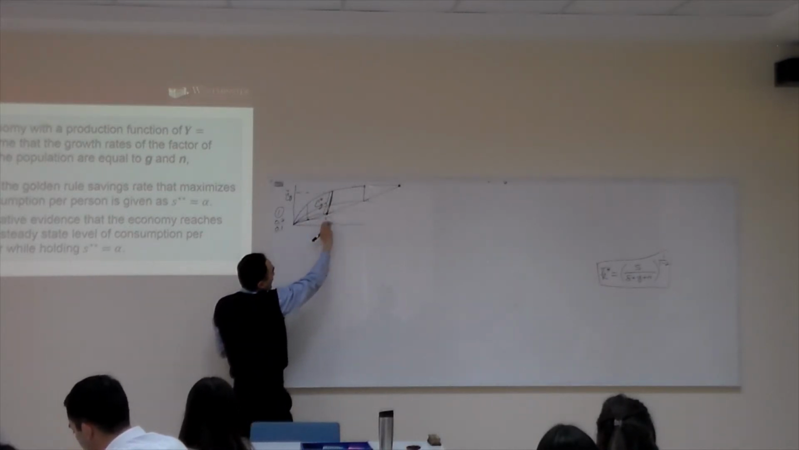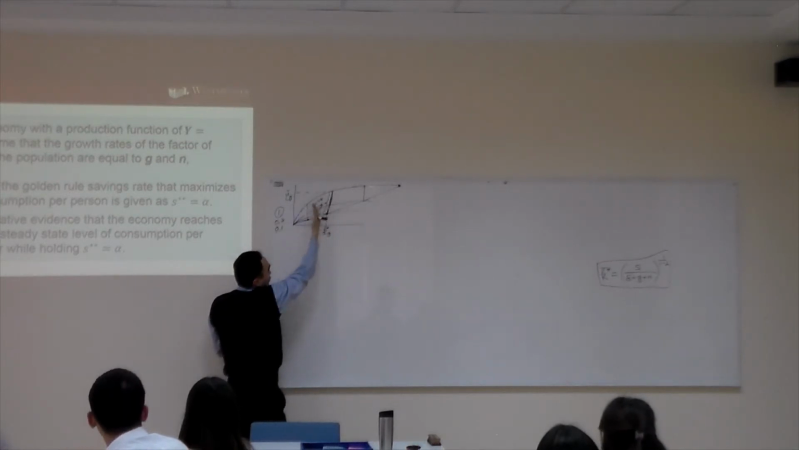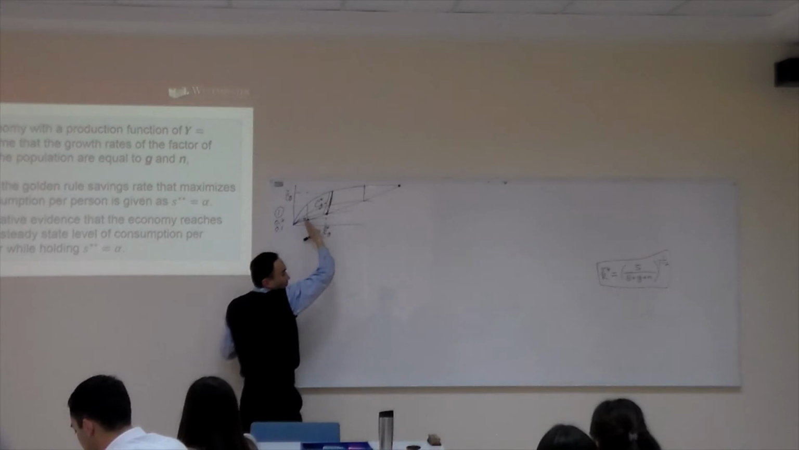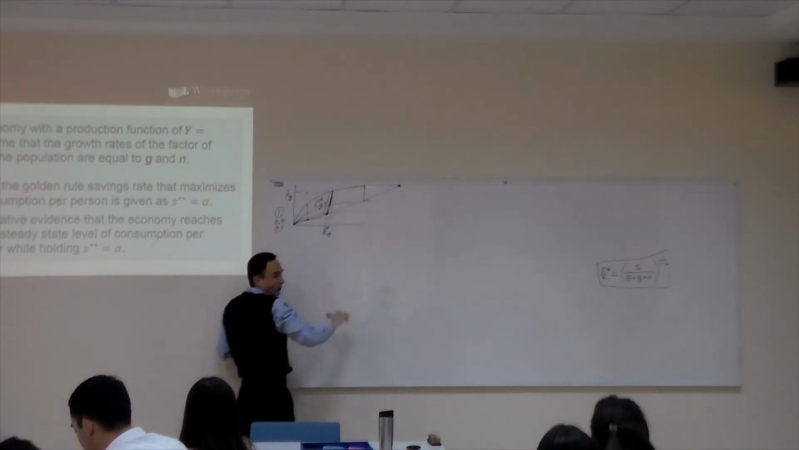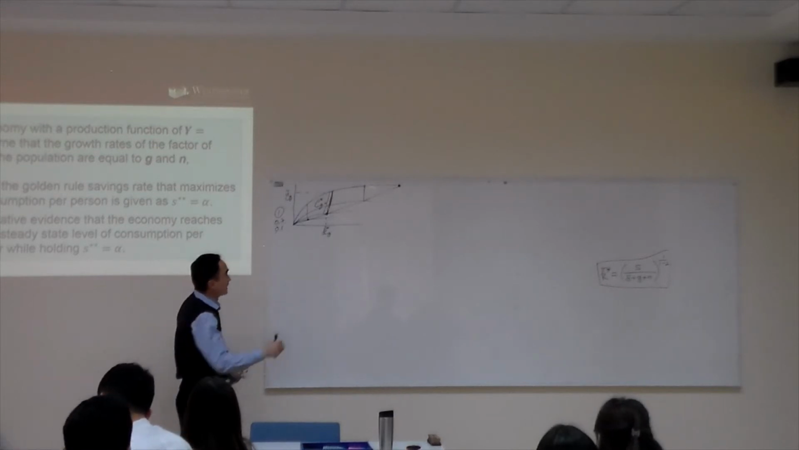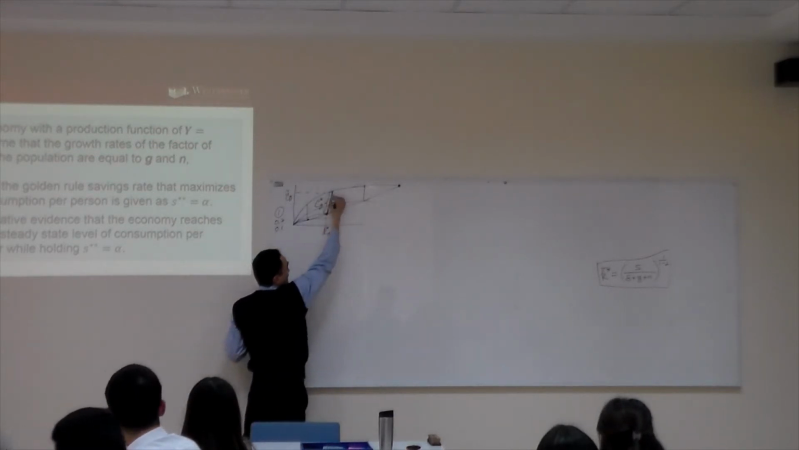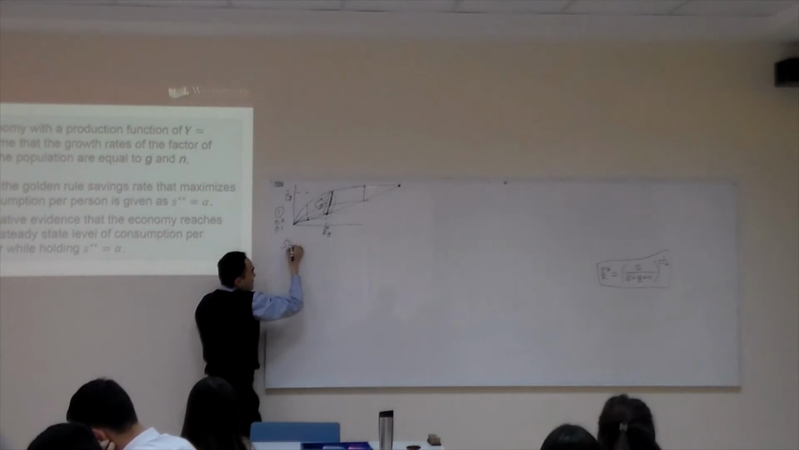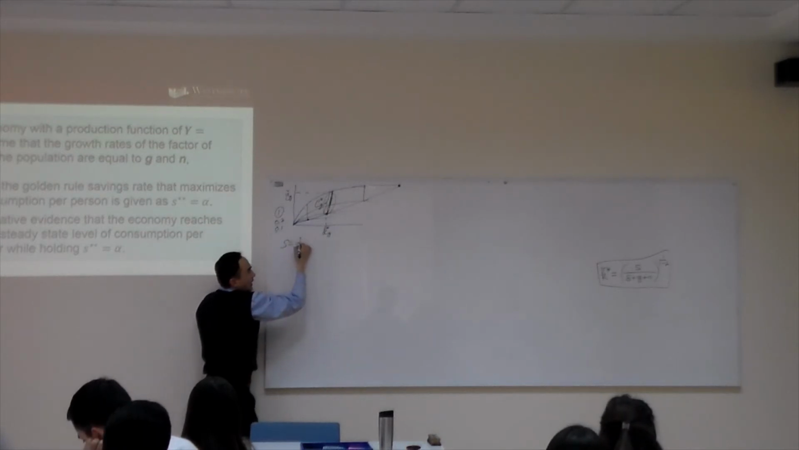Any saving rate less than this point is going to reduce consumption. If it's going to be more than this, it will also reduce consumption. Okay? So in the lecture we derived that the economy is going to reach the golden steady state level if the saving rate is equal to alpha.